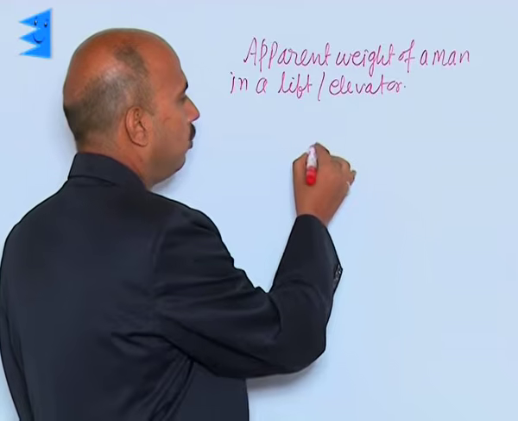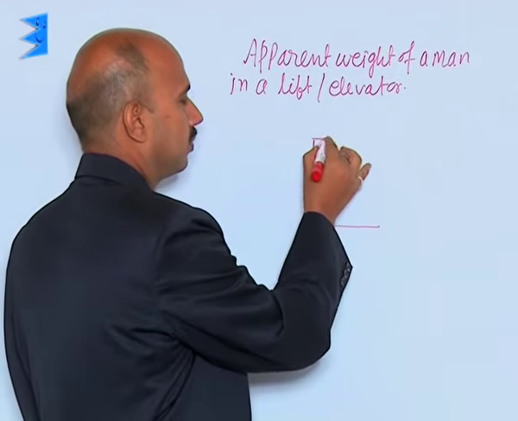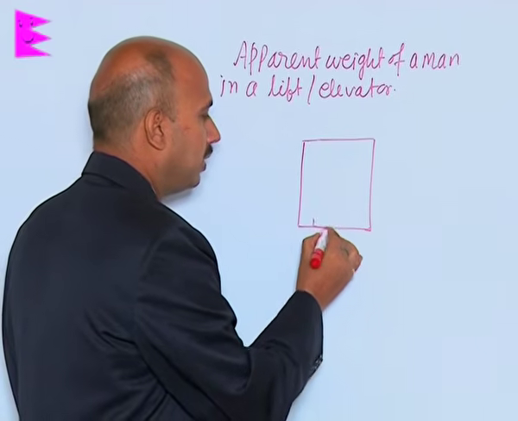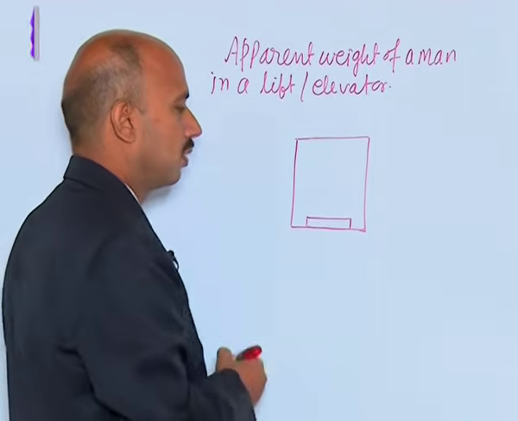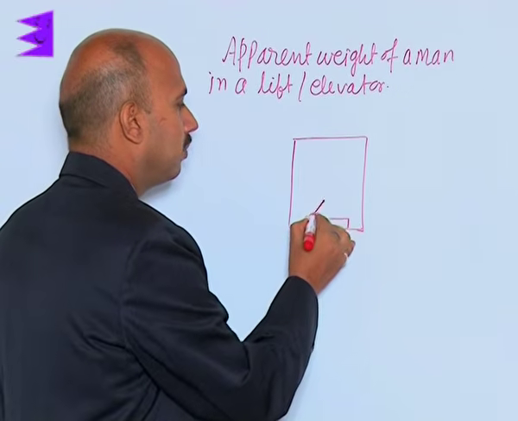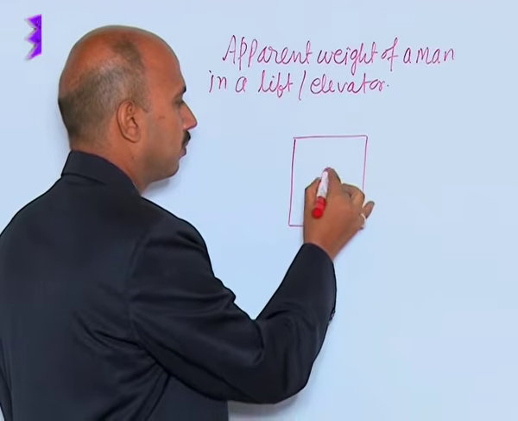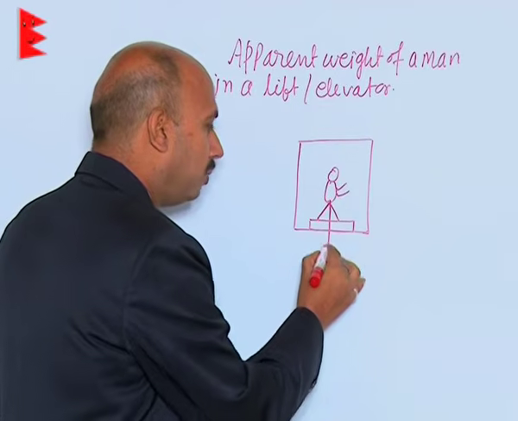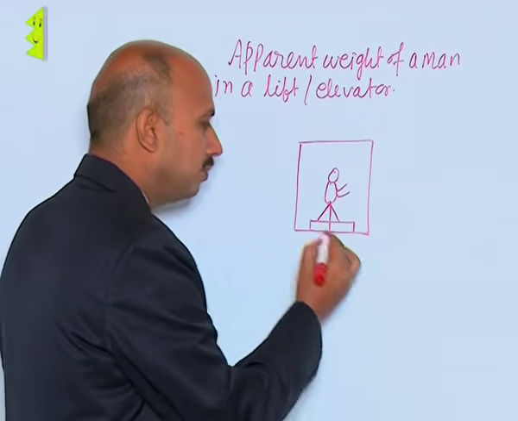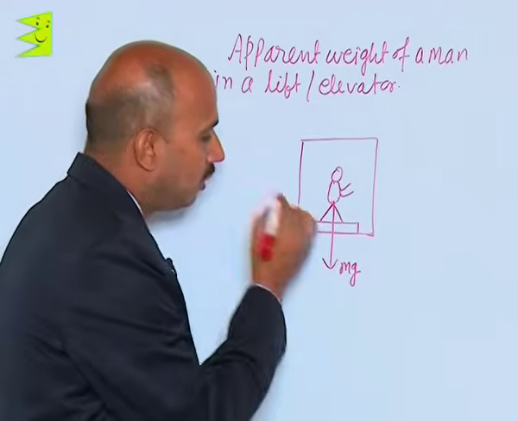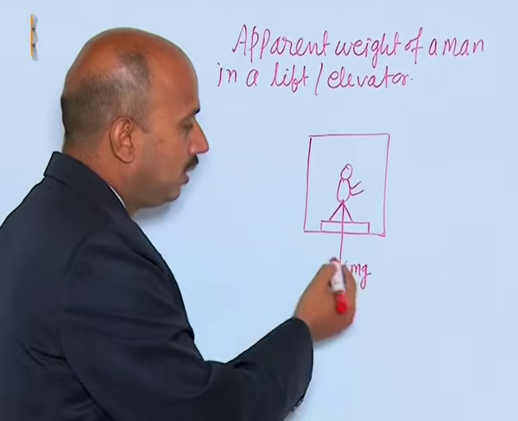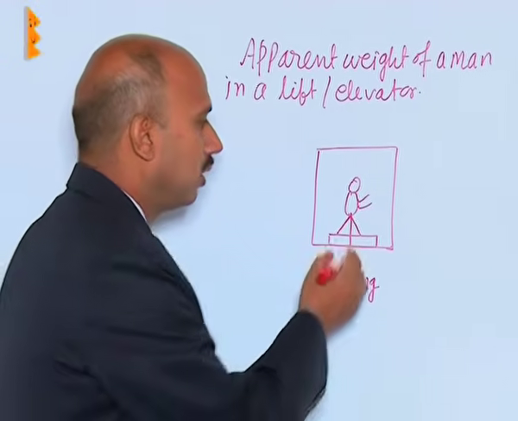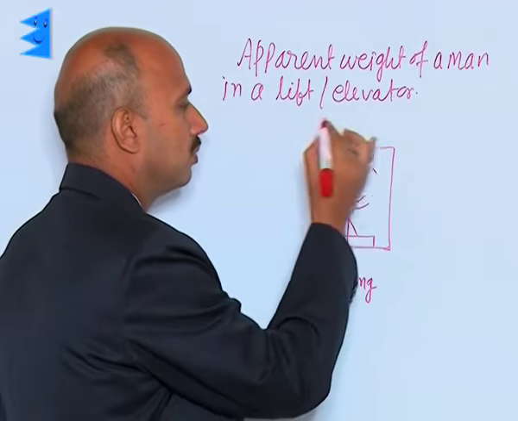Now see, suppose you have taken a lift like this. I am taking the lift, and here a weighing machine is placed. A man is standing here. Now, the weight of the man is acting downward, mg. This is the actual weight of the man. When this weight acts on the weighing machine, it gives us a reaction. This reaction is acting upward.